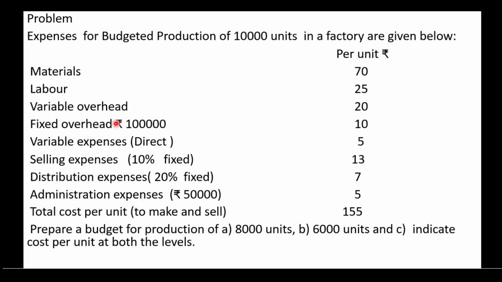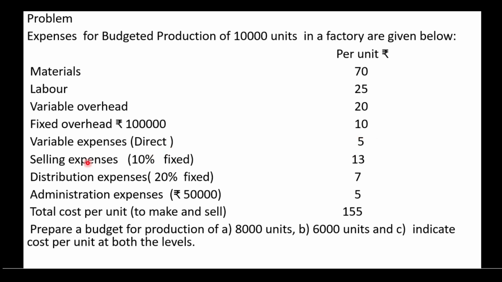The fixed overhead is always constant in every level, that is the 8,000, 6,000 and 10,000 units. The cost per unit is rupees 10. So here the amount is the same, but the cost per unit will change. And the next one, variable expenses, it is indirect. So that amount is rupees 5 per unit.